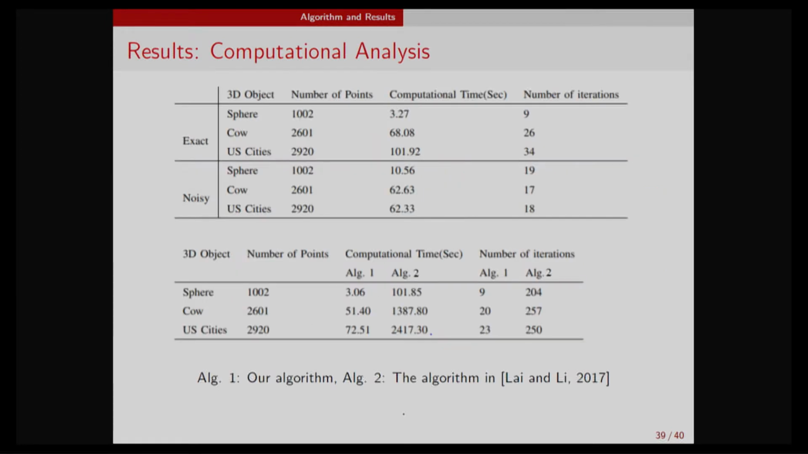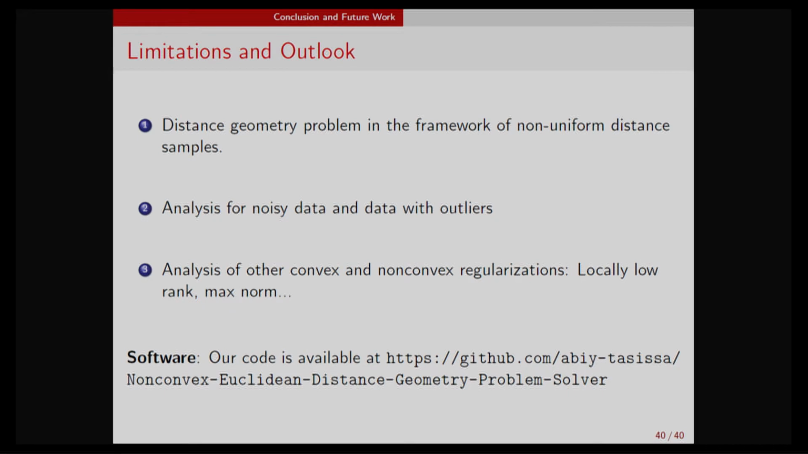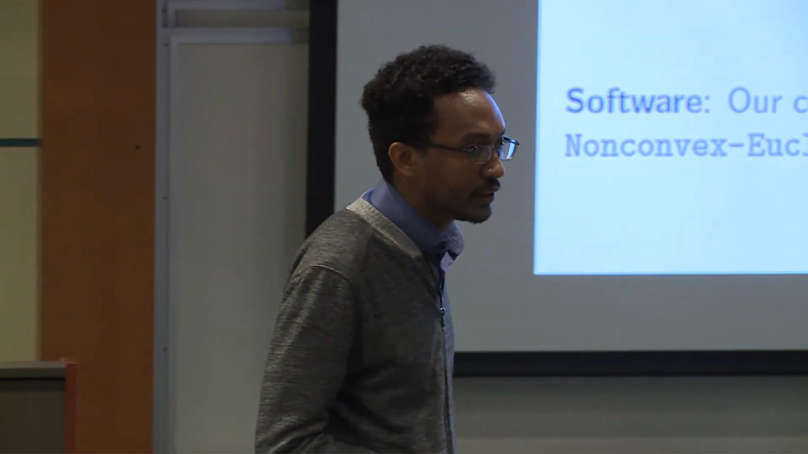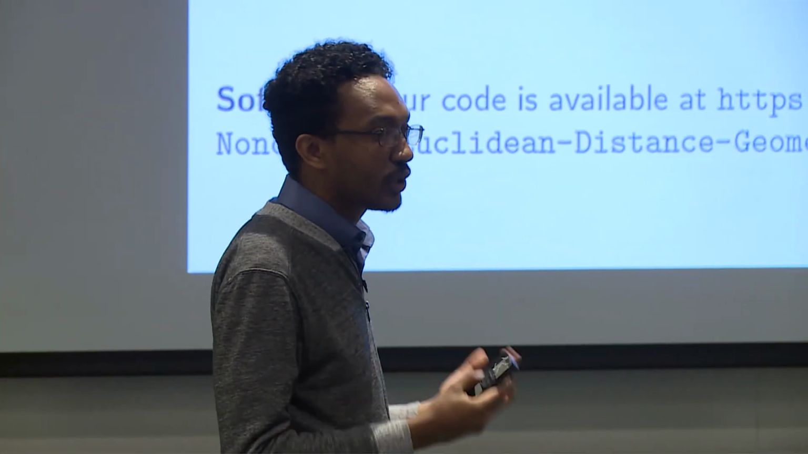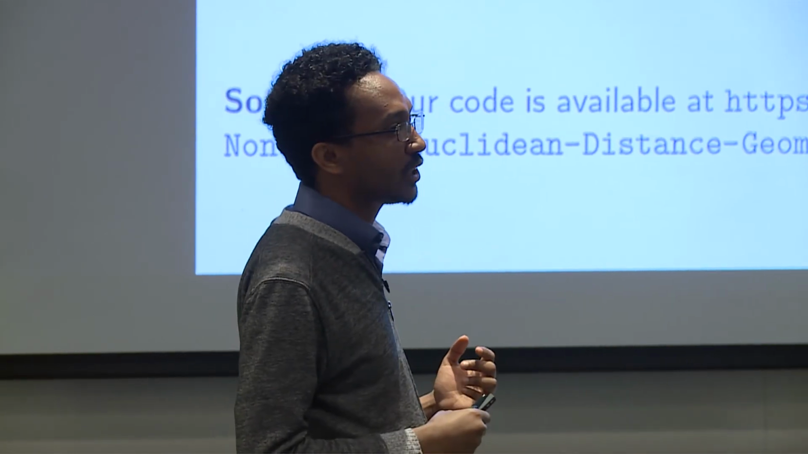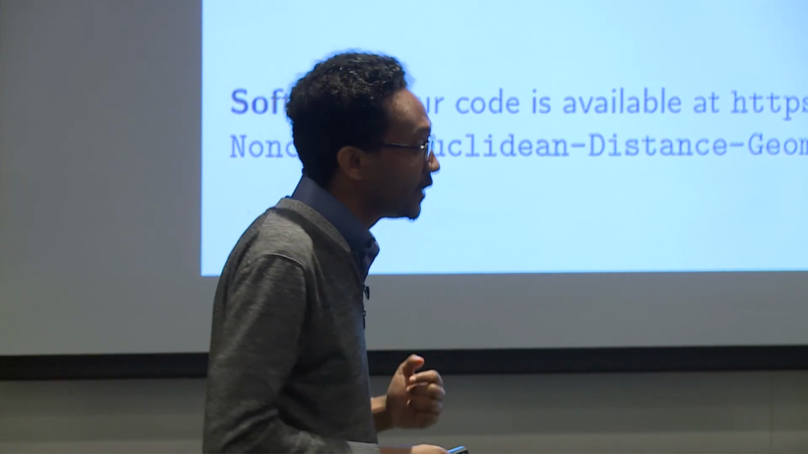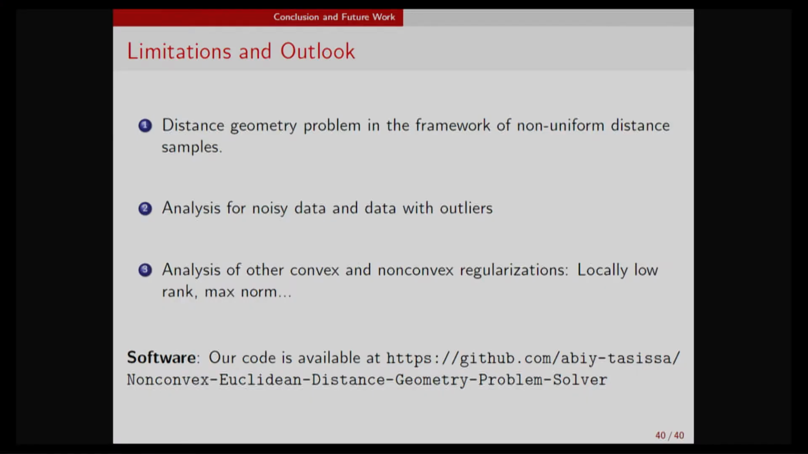Compared to the previous algorithm, which was considered here, their algorithm doesn't factorize the Gram matrix. That's the main difference. We use the same technique, except their algorithm doesn't factor the Gram matrix. This algorithm is fast. So to summarize, in the framework of uniform distance samples, this matrix completion approach gives you some theoretical guarantee, which basically informs you that as long as you have some optimal number of samples, you will be able to recover the underlying object with very high probability.